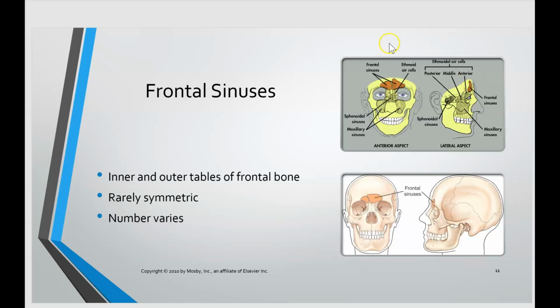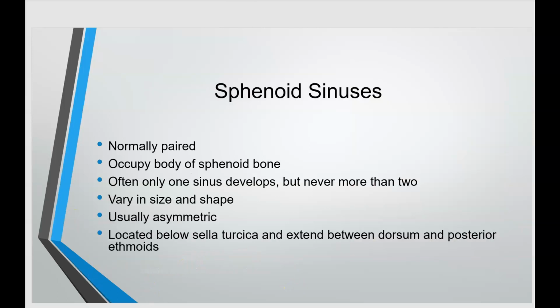Okay, and this is just showing the frontal sinuses and where they are located. Okay, and here in the frontal bone on both sides. Okay, and like it says, rarely symmetric. And sometimes the number will vary, and you might not even have a pair.